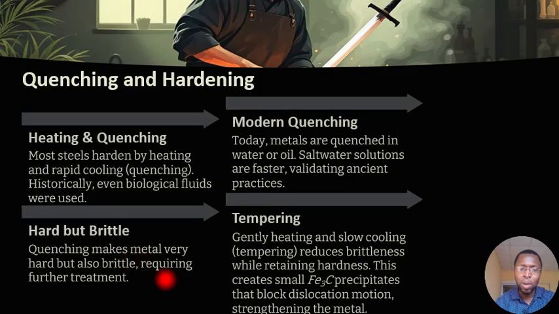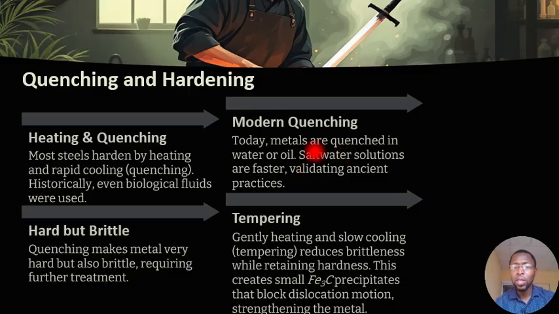But in this case, it will be hard and at the same time brittle. Brittle means that it can easily break, until you further treat that metal. So quenching has its own consequence, or demerit. It easily causes breaking in metal. Today, quenching can be done using either oil or water. Sometimes salt water solutions are also used to speed up the quenching process. However, whatever method, whether the old method or the modern method, the metal becomes brittle.